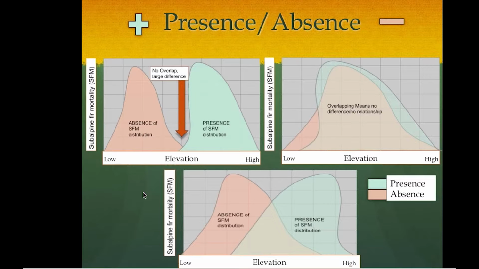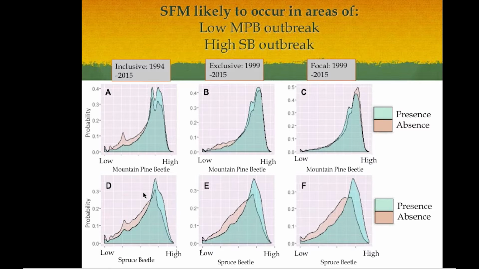And then finally, we see at the bottom an intermediate where we have some overlap, but we also see protruding histograms where we can derive an ecological significance, again saying, similar to this, that at low elevations we have absence, and at high elevations we have more presence of subalpine fir mortality. And they'll be depicted throughout the results like that, so you can scan through quickly and see the correlations.